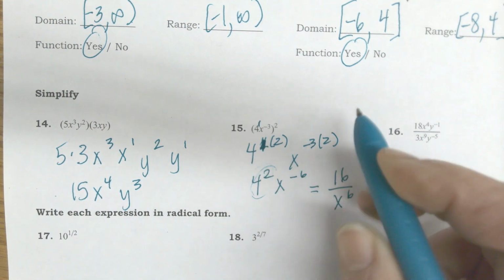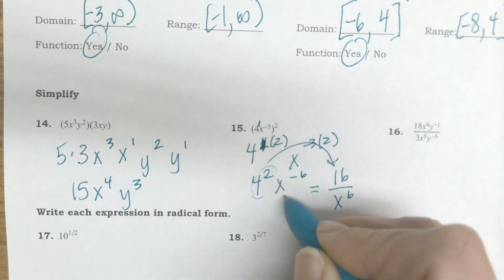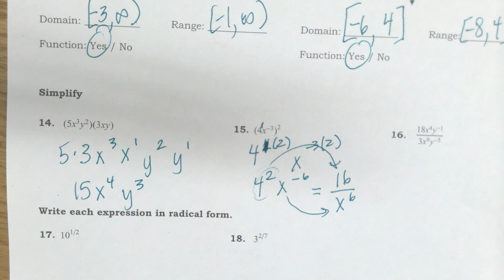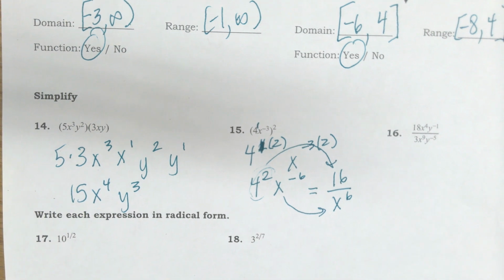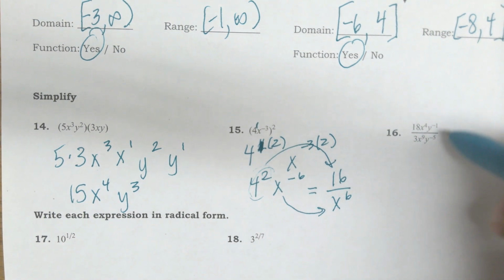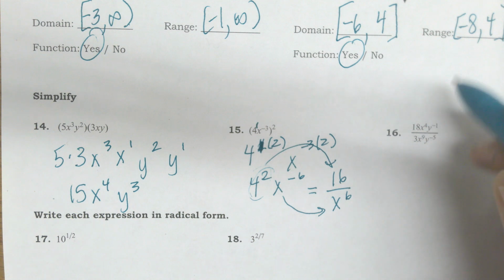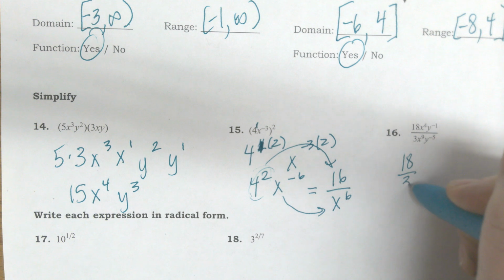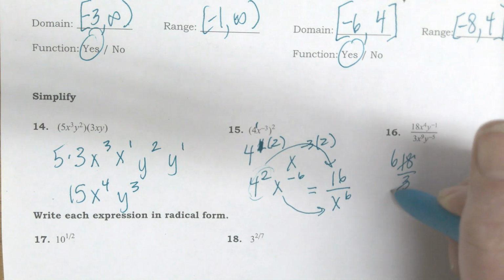So I did 4 squared, that stayed up on top. And then x to the negative 6 moved down to the bottom and became positive. All right, when we have numbers and letters on the top and on the bottom, keep in mind again that the numbers we treat a little differently. That's 18 over 3. What can I divide them both by? I can take a 3 out, so that's 6 over 1.